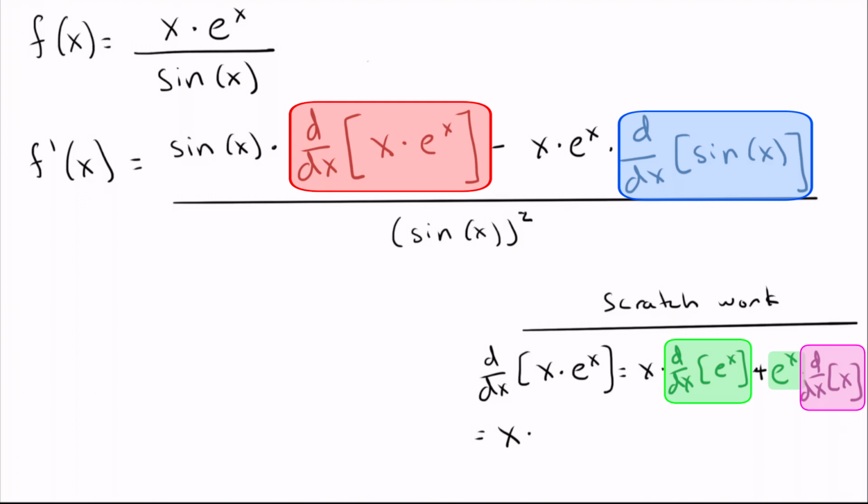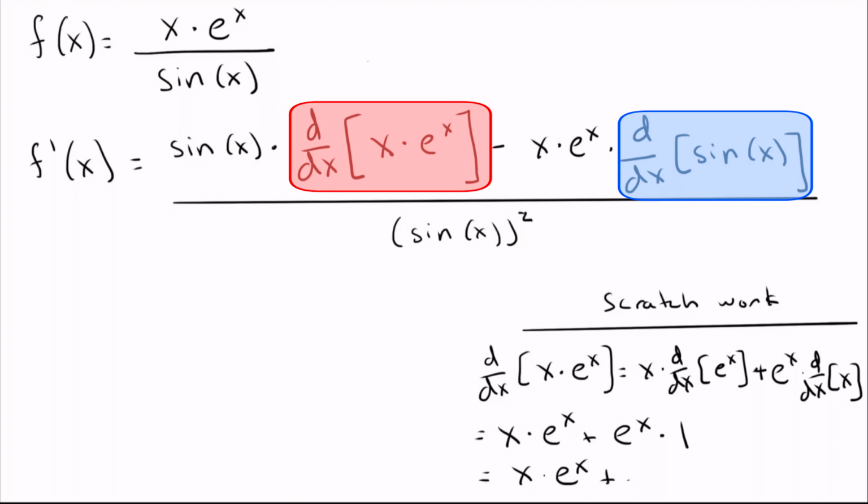Again, from your sheet of common derivatives, the derivative of e to the x is e to the x, and the e to the x stays by itself. And the derivative of x to the 1 power is just 1. So of course we can clean that up a little bit. That's x times e to the x plus e to the x. Okay, great. So we've done really all the hard work now for this problem.